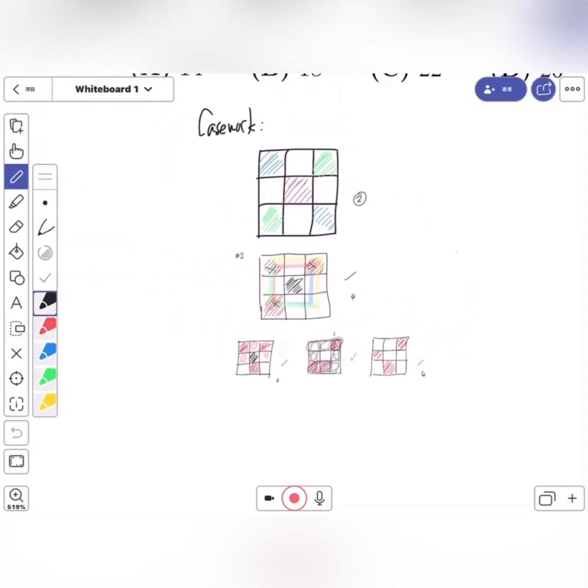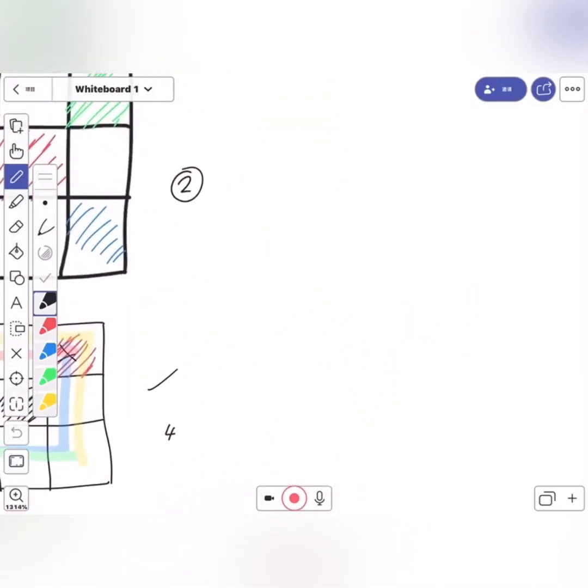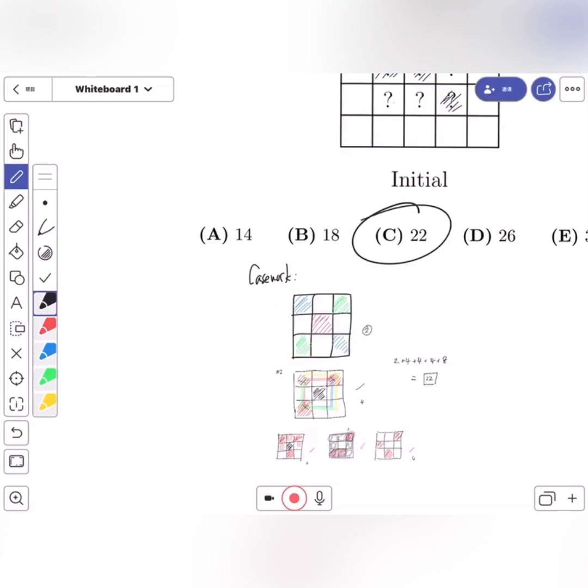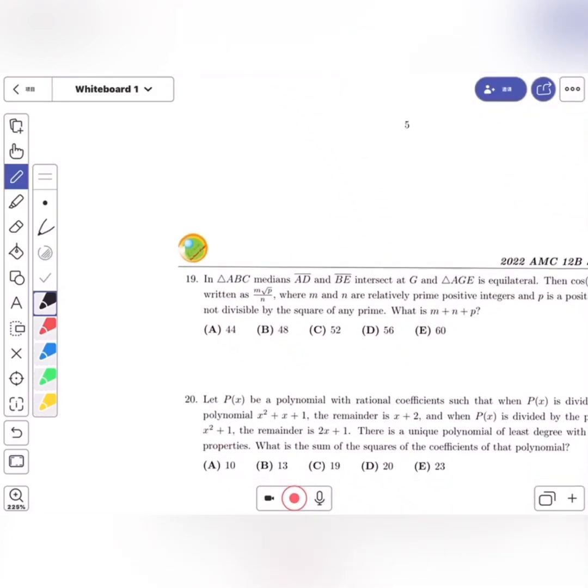So if we just sum up all of the numbers, we get 2 plus 4 plus 4 plus 4 plus 8, which is equal to 22. And that gives us answer choice C. Now let's go on to problem 19.